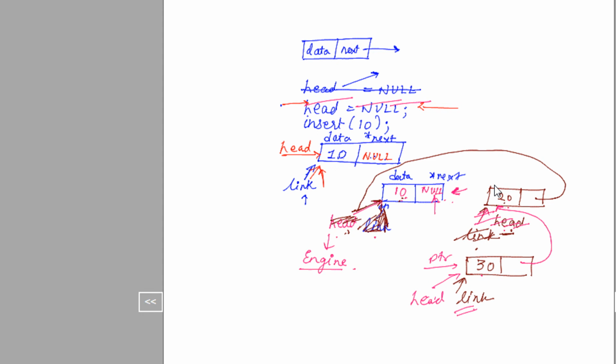So basically first we come at 30. The next of 30 is not null. Why? Because it is pointing to 20. The next of 20 is not null. So we again traverse. But the next of 10 is null. So we come and stop here.